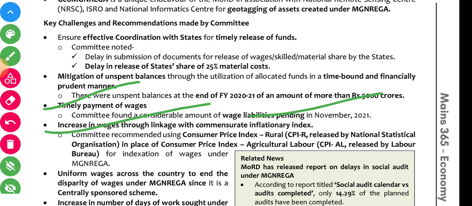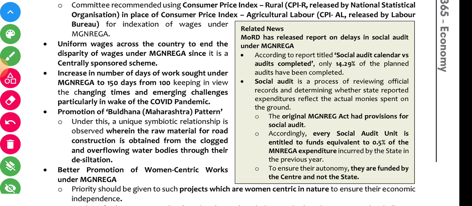So the committee recommended using the consumer price index, rural CPI, released by the National Statistical Organization, in place of the consumer price index, agriculture labor, released by the Labor Bureau, for indexation of wages under Manrega. Uniform wages across the country to end the disparity of wages under Manrega, since it is a centrally sponsored scheme. Increase in the number of days of work sought under Manrega to 150 days from 100, keeping in view the changing times and emerging challenges, particularly in the wake of the COVID-19 pandemic.